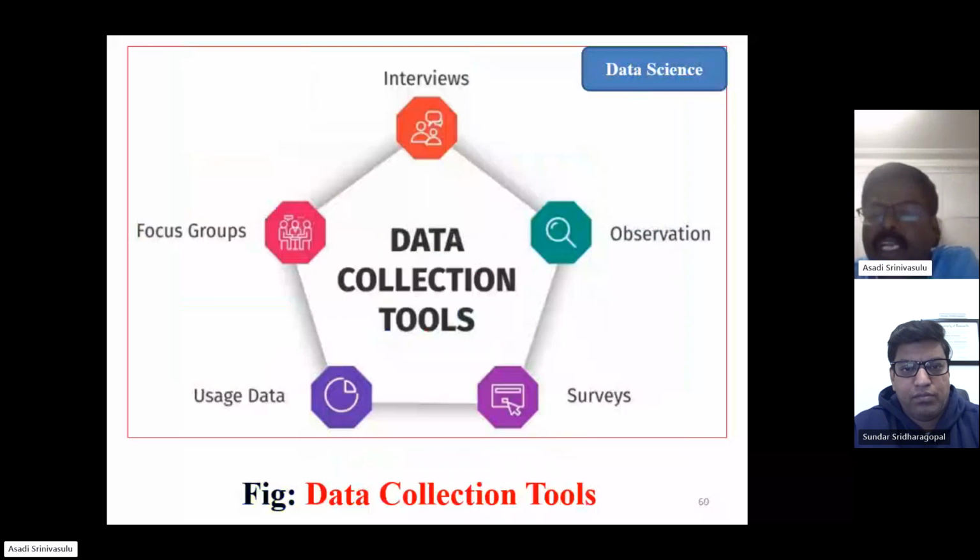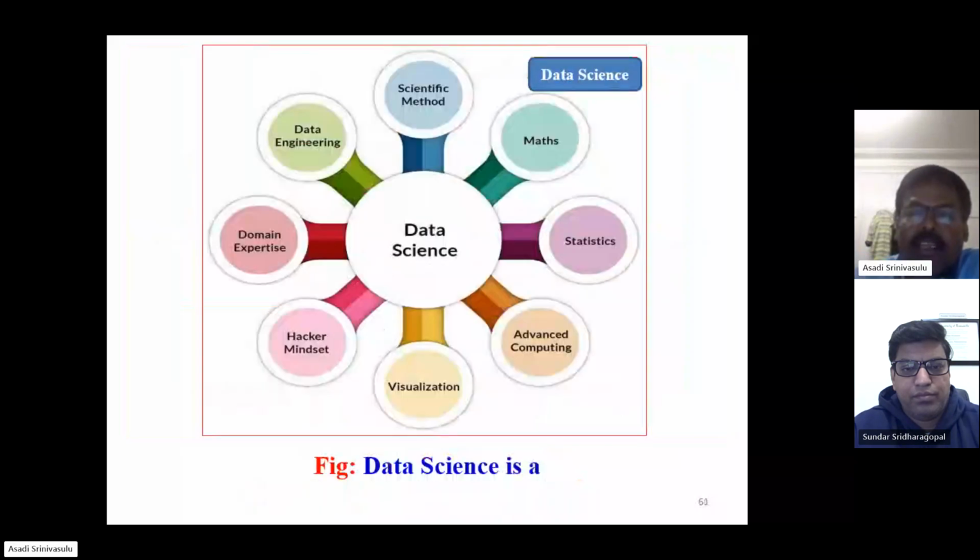So how do you collect the data? With the help of data collection tools. Through interviews we are collecting the data, through observation, through surveys, through focus groups, and through campaigns we are collecting audio, video data, usage data, etc.